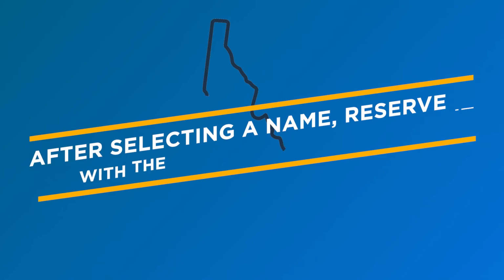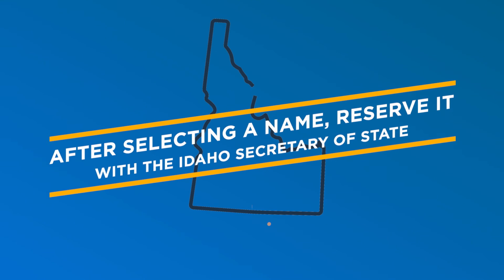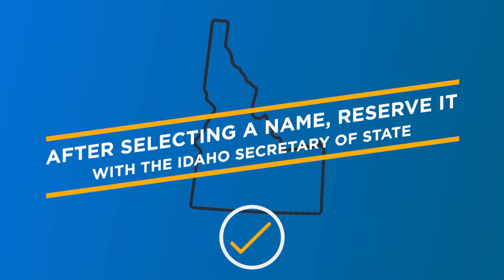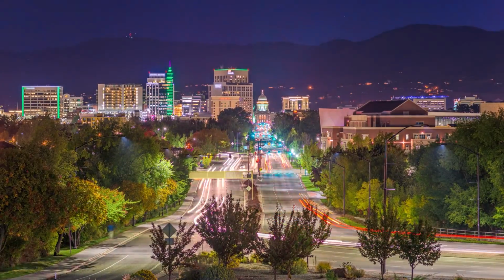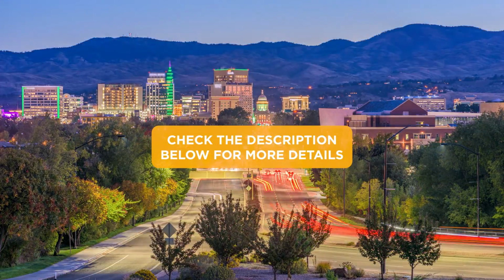After you have chosen your name, you should reserve it with the Secretary of State. To do this, first check the availability of your selected name on the Secretary of State website. You can then file a reservation form with the Secretary of State to reserve the name for up to 90 days. Note, there is a fee. Check the description below for more details.